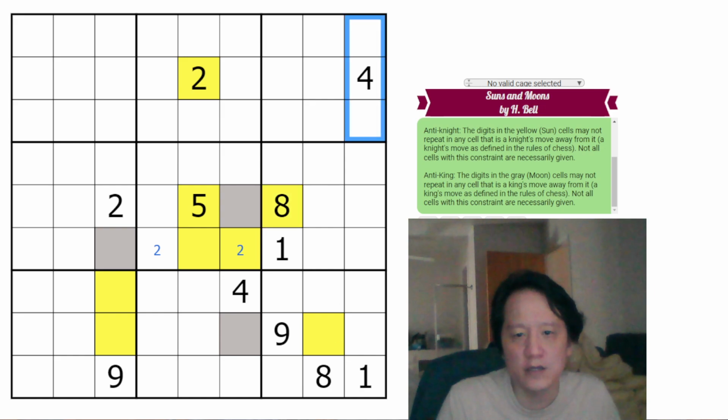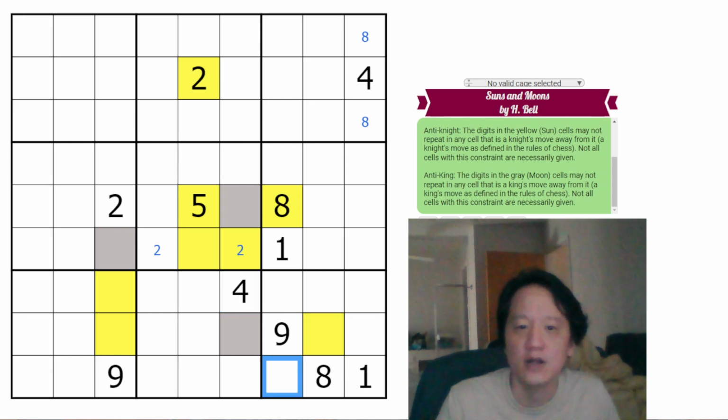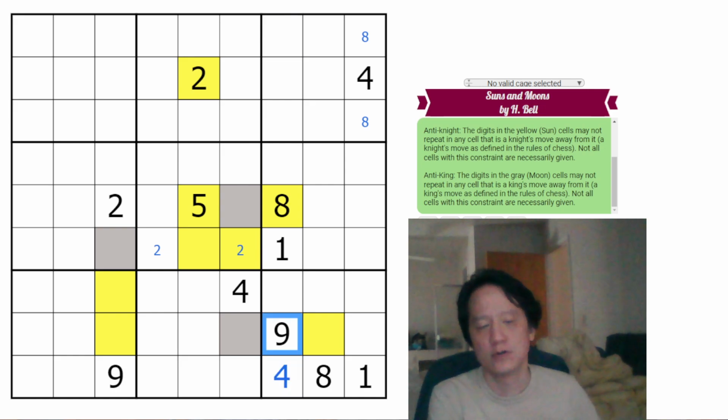One of these is 8 by Sudoku. This can't be 4. This can't be 4. So one of these two is a 4. If this was a 4, this already violates the knight's move constraint. So this cannot be the 4. Therefore, this is the 4.